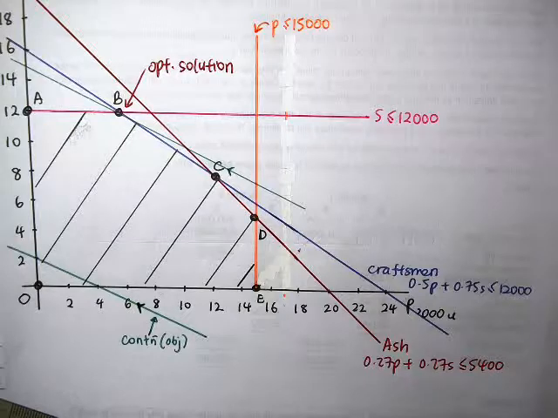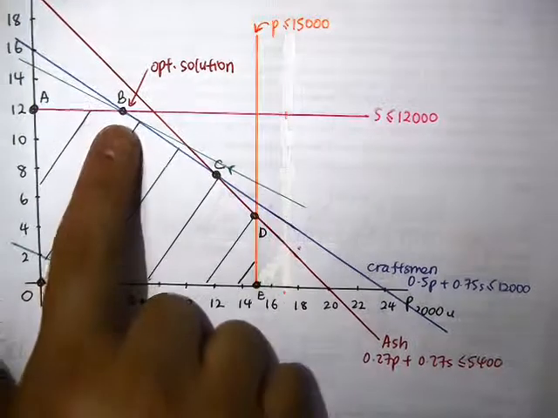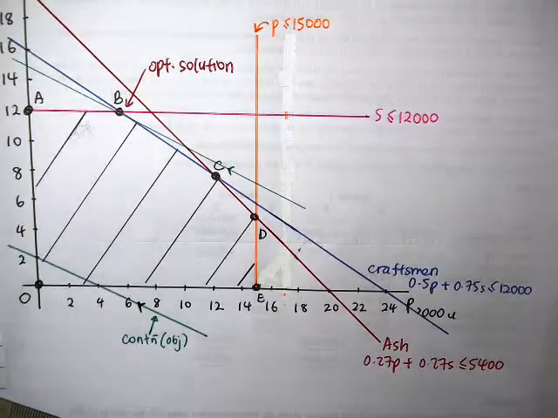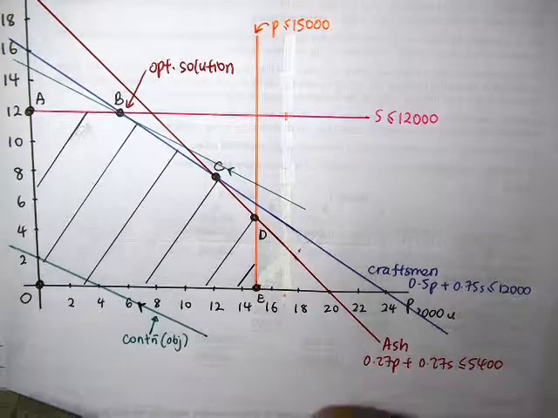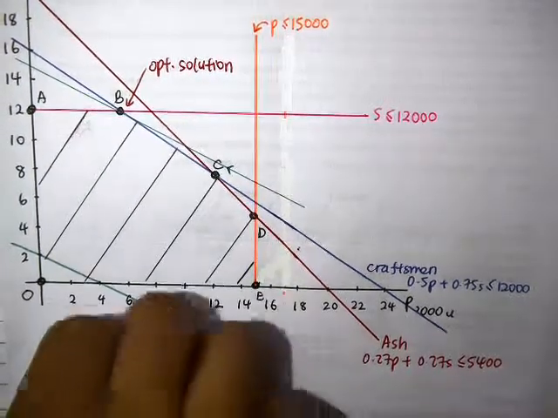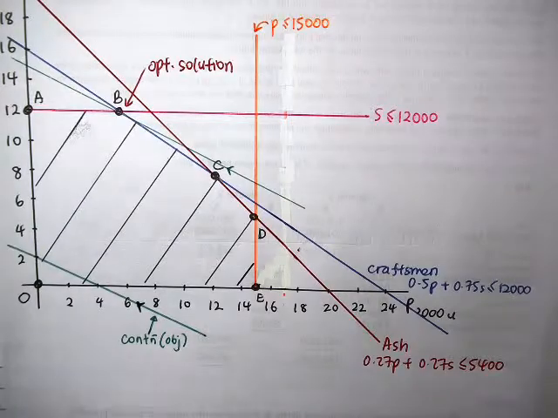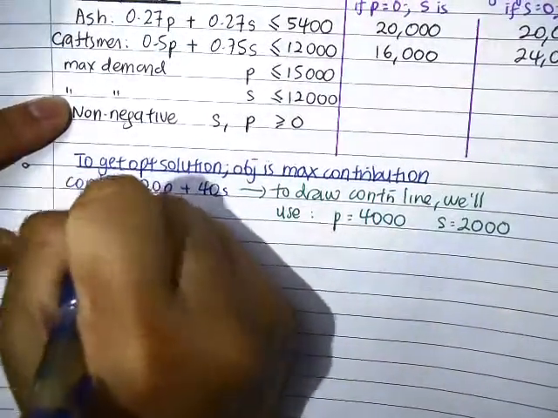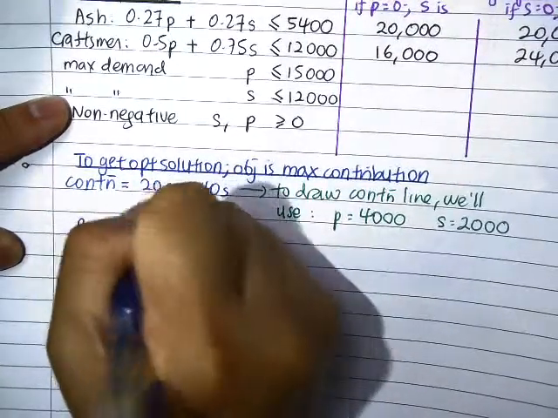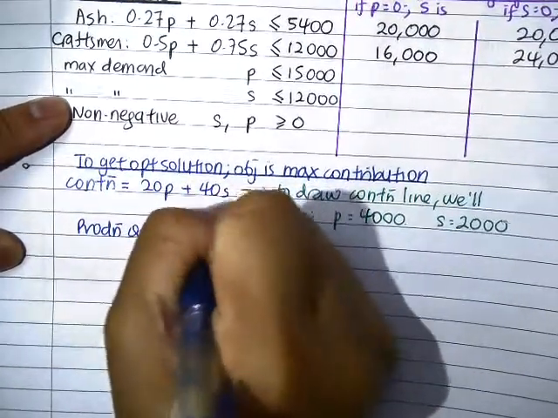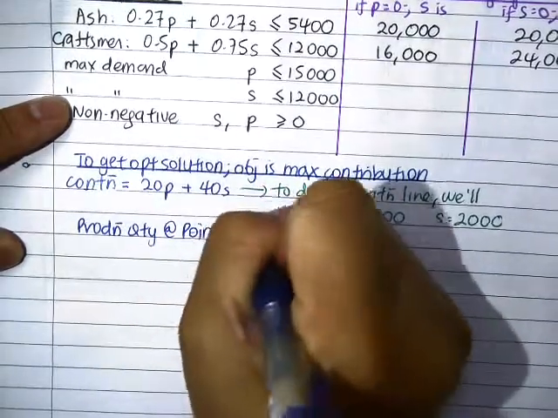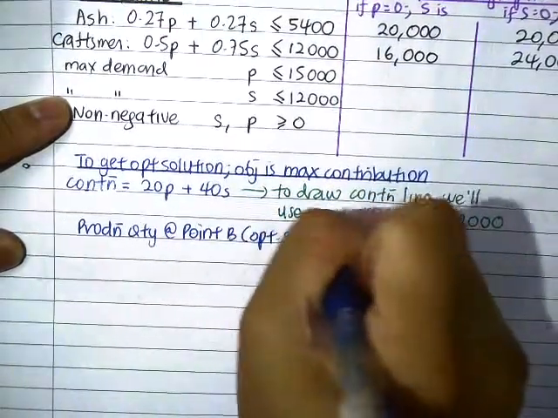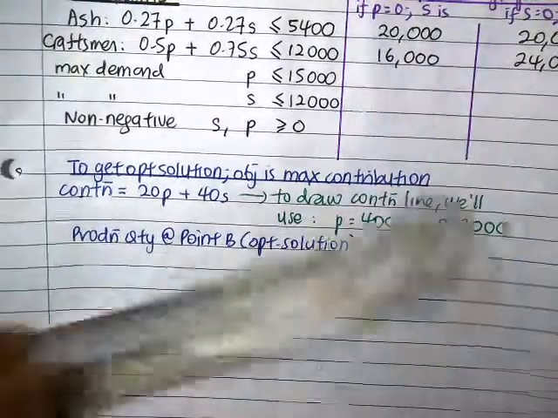So how do you know what's the maximum contribution? You must first work out how many units you make at point B. Then only you know how much you can get from selling. So we're going to go back and do some calculation again. Now the production quantity at point B, which is the optimum solution.